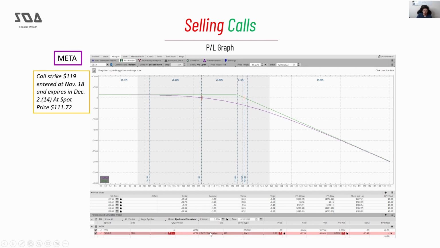So right here I'm selling the December 2nd 119 call. The credit in this option is $136, as it shows here, or $1.36 per 100 shares. So the call strike again is 119. Let's say I entered this on November 18 and it expires on December 2nd. Right now the spot price is at $111.72.